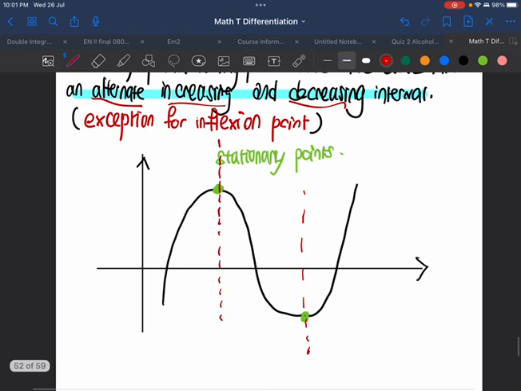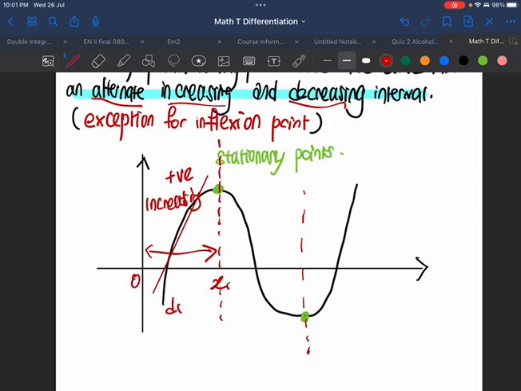As you can see, here the slope is going upward, right? It's going in the positive direction, so it's increasing. So if you find the interval about values ranging from 0 to x1, let's say, you get dy/dx greater than 0, whereas after the turning point, you can see the slope is going downward, so dy/dx is actually smaller than 0, and here it is decreasing.